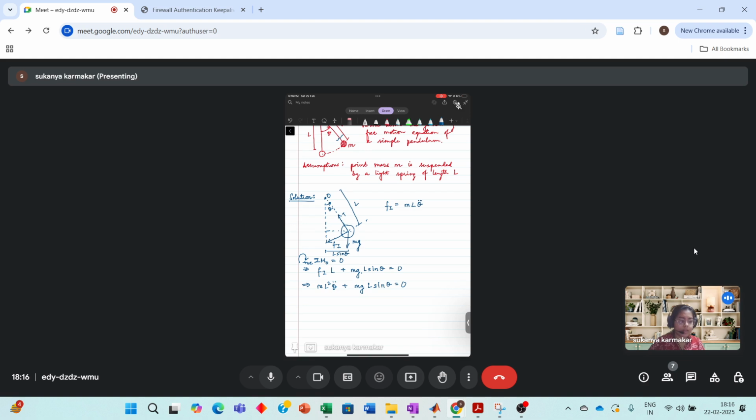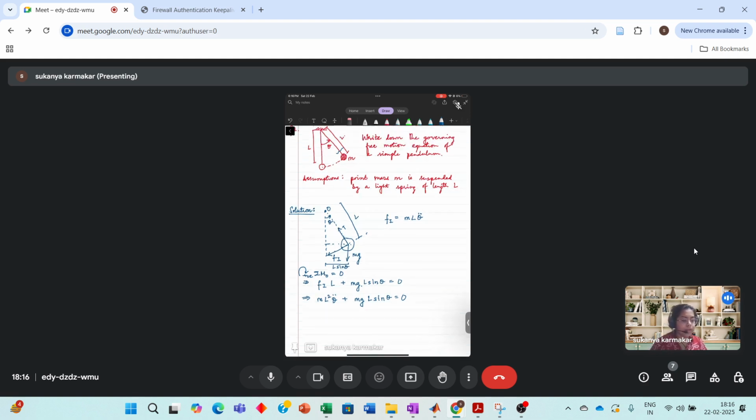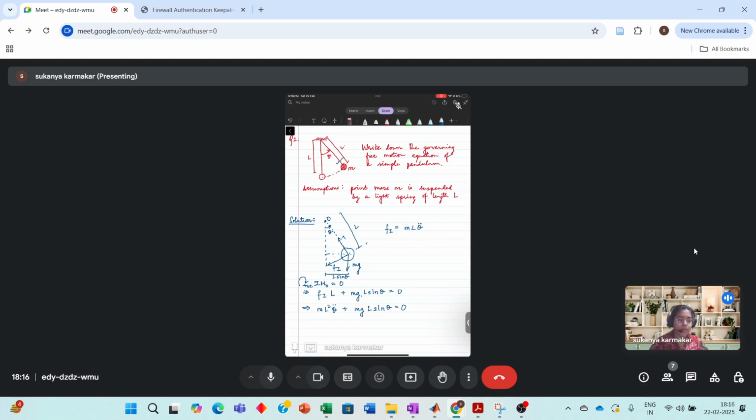So this is the equation of motion of a simple pendulum for free motion. Why free? First, no force is acting on the system. You give an initial condition, that is you rotate the system by an angle theta, and then you leave it, and then it undergoes this motion.